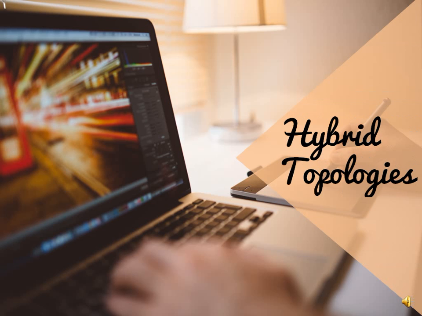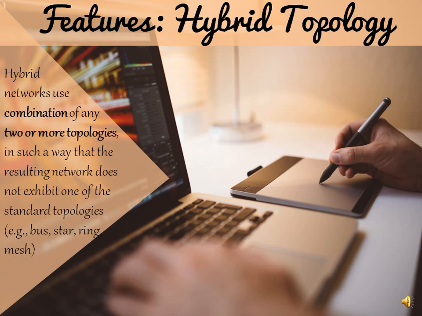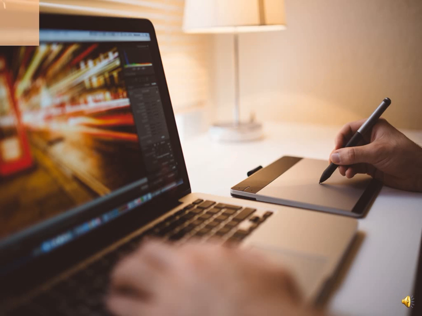So we have the fifth type of topology, that is hybrid topology. Features of hybrid topology. Hybrid networks use a combination of any two or more topologies in such a way that the resulting network does not exhibit one of the standard topologies, that is bus, star, ring or mesh. A hybrid topology is always produced when two different basic network topologies are connected. Two common examples are star-ring network and star-bus network.